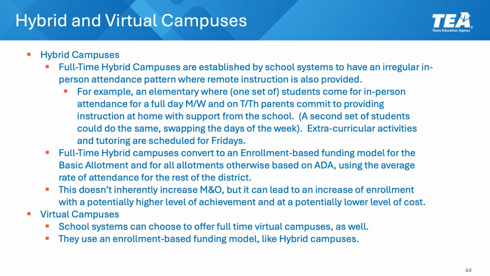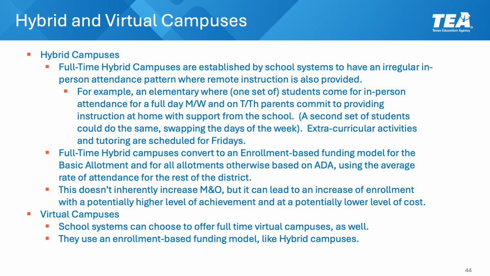Next, hybrid and virtual campuses. Full-time hybrid campuses are established by school systems which have an irregular in-person attendance pattern. An example of this is an elementary school where a set of students comes for a full day on Monday and Wednesday. On Tuesday and Thursday, those students are in a different location. Those students are getting support from the school system, and parents typically commit to providing instruction at home with that support from the school. Extracurricular activities might be scheduled for Friday.